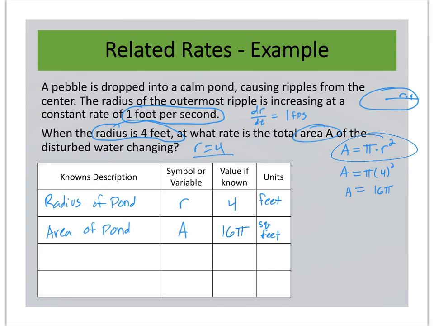Okay, what else do I know or want to know? Well, I'm told that the outermost ripple is increasing at a rate of 1 foot per second. So I actually know the change in radius, the speed the radius is changing over time. So I'm going to write the change in the radius over time, which we measured in seconds. And we know that the change in the radius over the change in time, we were told, is 1, and it's feet per second.